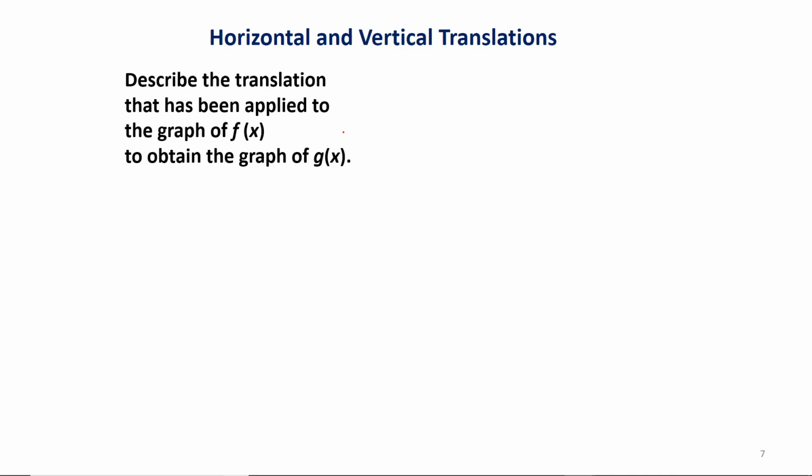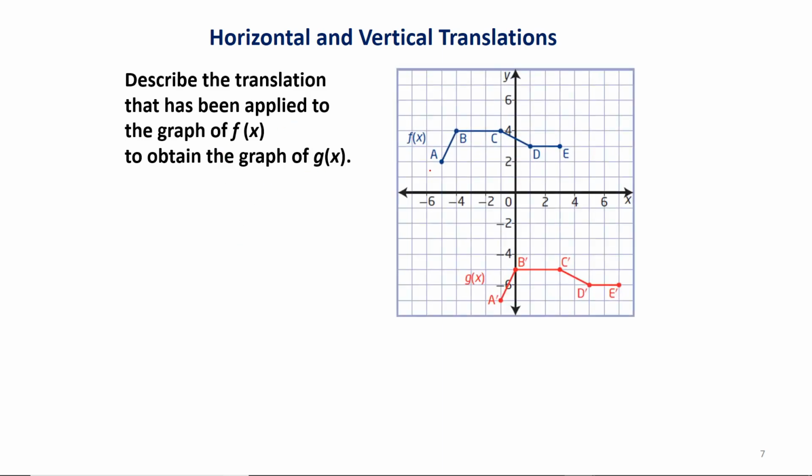When we talk about horizontal and vertical translation, let us take that we need to describe the translation that has been applied to the graph of f(x) to obtain the graph of g(x). How do we do that? See, this is f(x), and we need g(x). So we need to describe the translation that has been applied to this graph f(x) to obtain g(x).